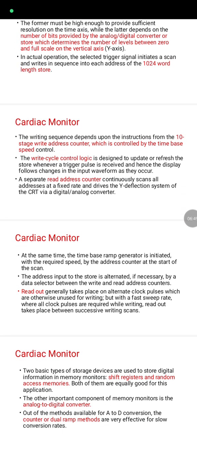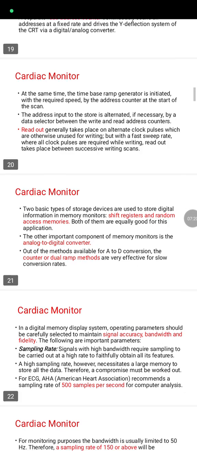The writing sequence depends upon the constructions from a 10-stage write address counter, which is controlled by the time-based speed control. The write cycle control logic is designed to update or refresh the store whenever a trigger pulse is received, and hence the display follows changes in the input waveform as they occur. A separate read address counter continuously scans all addresses at a fixed rate and drives the wide deflection system of the CRT through a digital to analog converter.